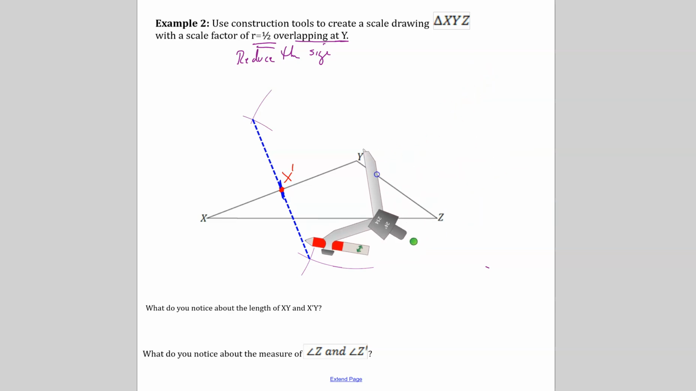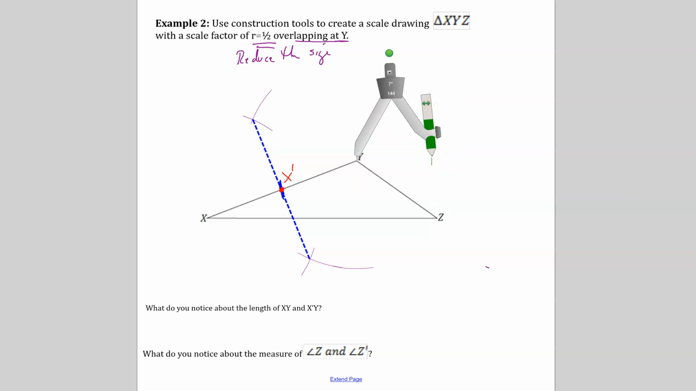We're going to put our pointer at Y. Again, we're going to extend more than halfway. Right, more than halfway. So all the way to Z is fine, but again, as long as you go more than halfway, you're good. I'll do this one in green.